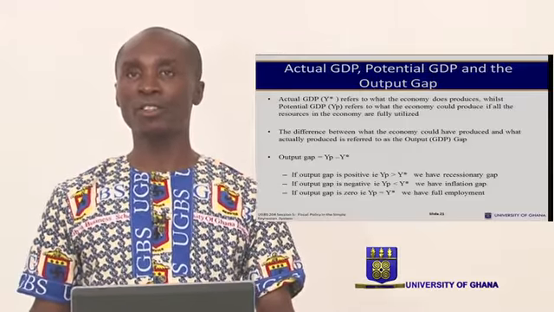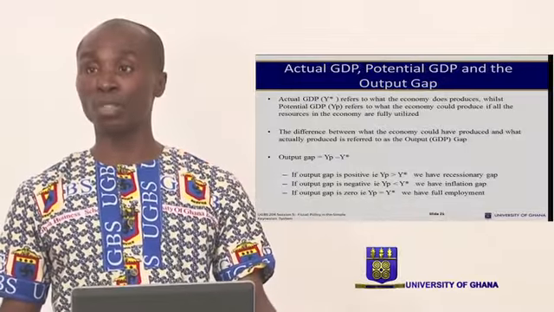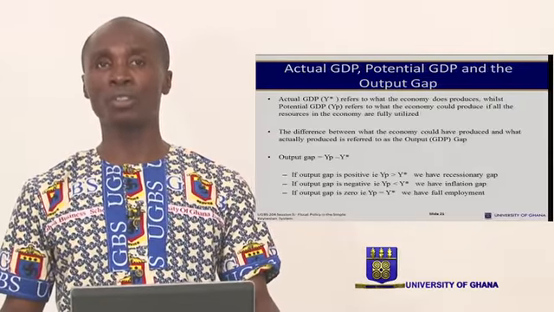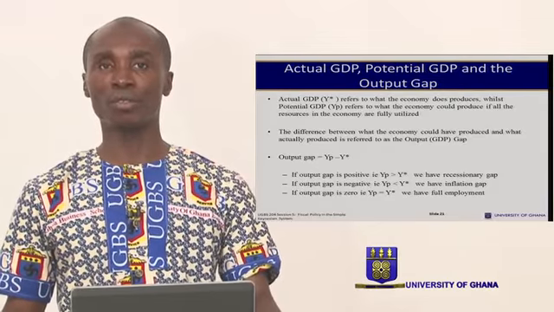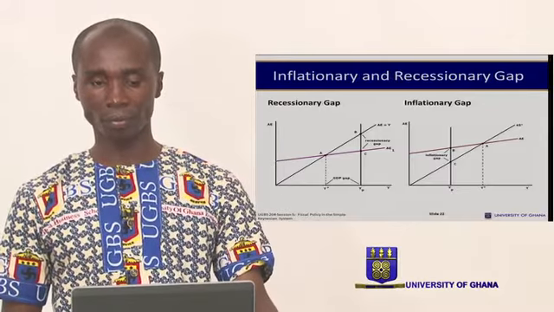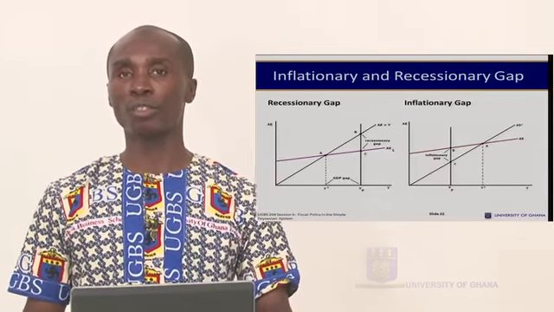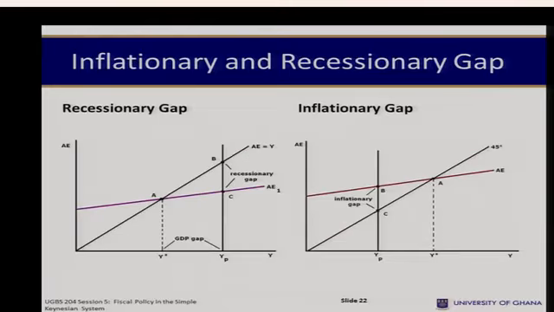The unusual, unlikely scenario where there's no output gap, that is, where actual GDP is equal to full employment GDP or the potential GDP, we have full employment. And so here we have a graphical illustration of both the recessionary gap and the inflationary gap. The recessionary gap is on the left-hand side. In this case, Y star is the actual output, and then YP is the potential output. So you see in this case, the potential output is greater.